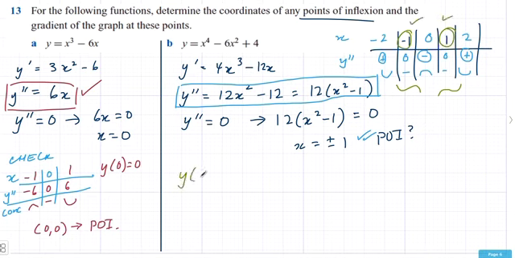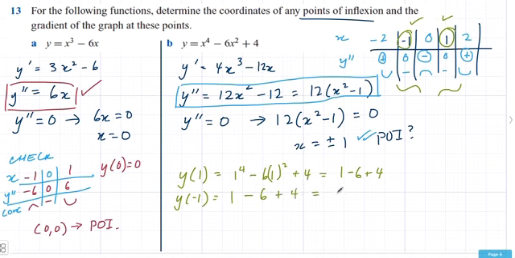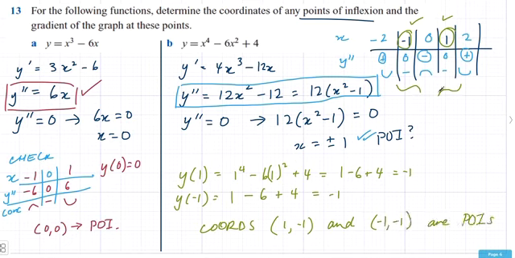So that means then it would be a matter of putting both of those into y to get your y coordinate. So like that and like this. -1 to the power of 4 is going to be 1, and it's also going to be the same here because it's squared. So you're actually going to find that both of these answers, which is -6 plus 4 is -2, so it's -1. You're going to find your coords for both are actually 1, -1. They have the same y value. And -1, -1 are your POIs for that particular example.